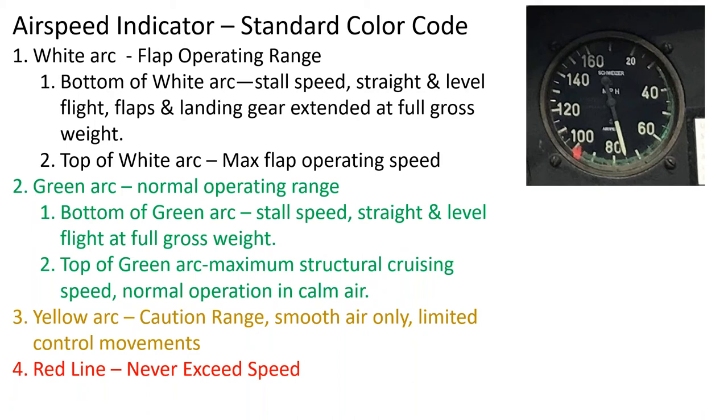So the white arc would be the flap operating range, and the bottom of the white arc would be stall speed at straight and level flight with flaps and landing gear extended at full gross weight. That means the top of the white arc would be your max flap operating speed. The green arc is the normal operating range. The bottom of the green arc would be our stall speed at straight and level flight at full gross weight, and the top of the green arc would be our structural cruising speed, normal operation in calm air. And then yellow, if you are flying a glider, has a yellow arc. Obviously, that's going to be caution range, smooth air, only limited control movements. And then the red line, obviously, never exceed.